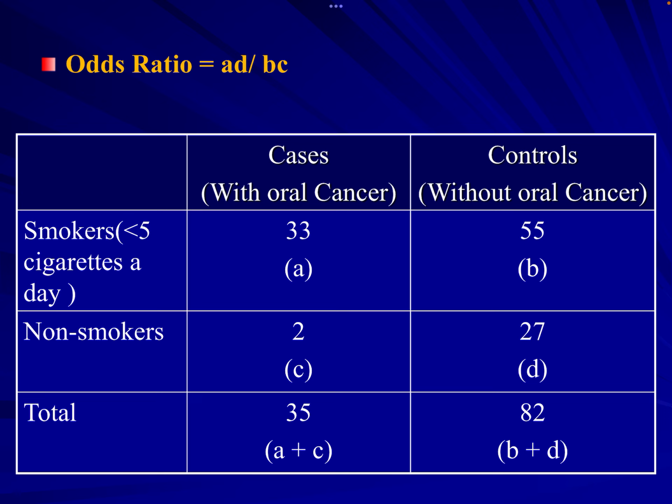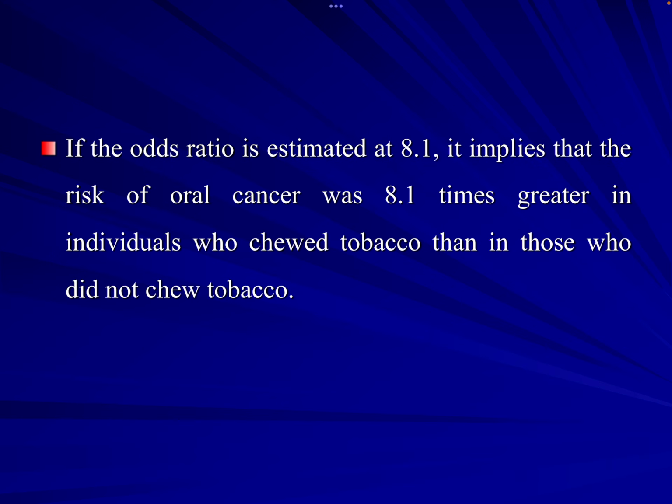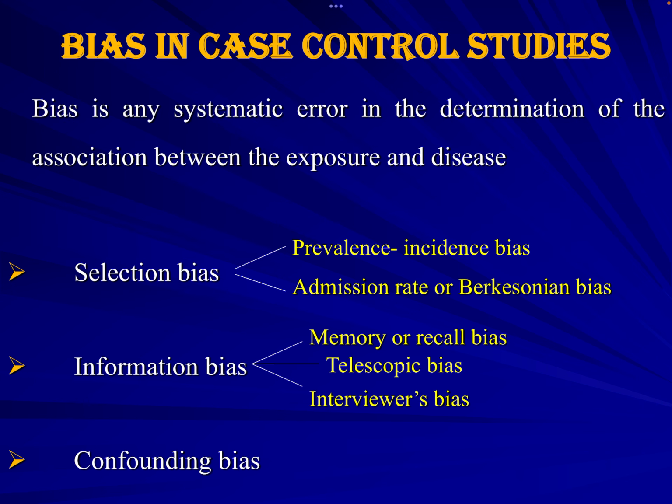For calculating the odds ratio, again we need this table, and here the formula is AD by BC. If the odds ratio is estimated at 8.1, it implies that the risk of oral cancer was 8.1 times greater in individuals who chewed tobacco than in those who did not chew tobacco.